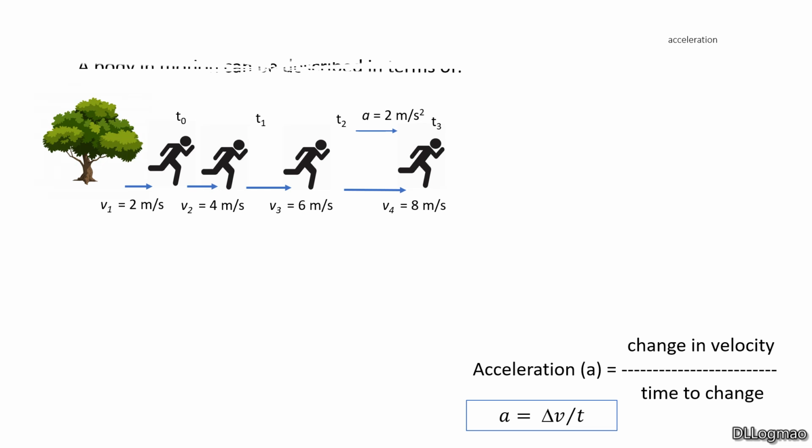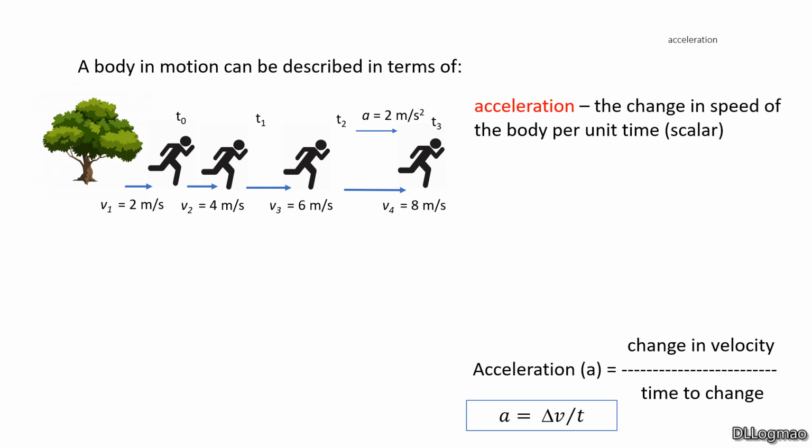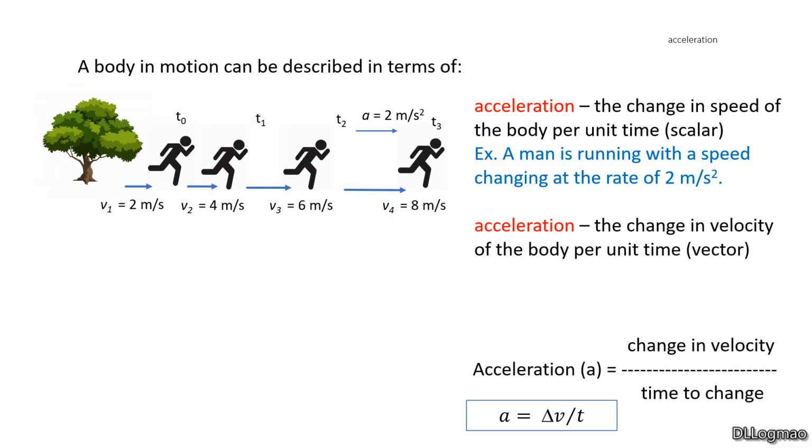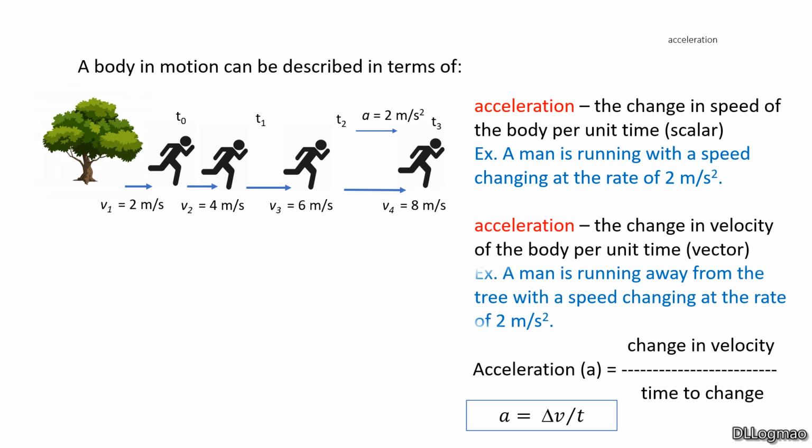A motion can be described in terms of acceleration, which is the change in the speed of a body per unit time. This is a scalar acceleration. Example, the man is running with a speed changing at the rate of 2 meters per second squared. Or a vector acceleration like this. A man is running away from the tree with a speed changing at the rate of 2 meters per second squared.